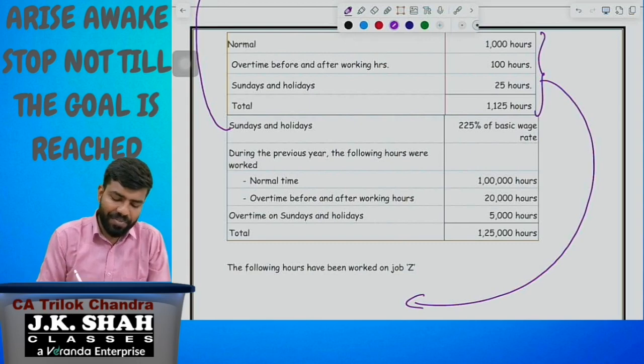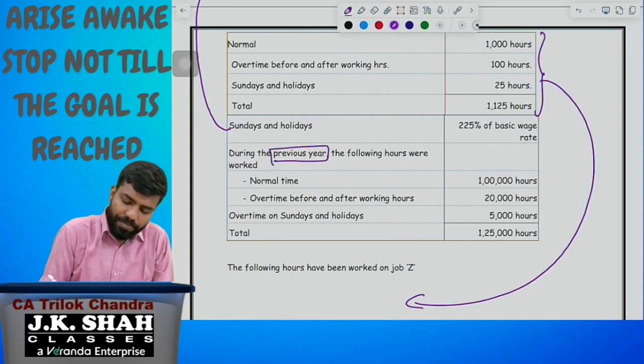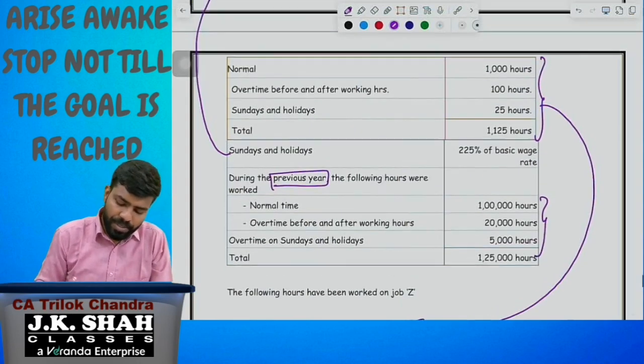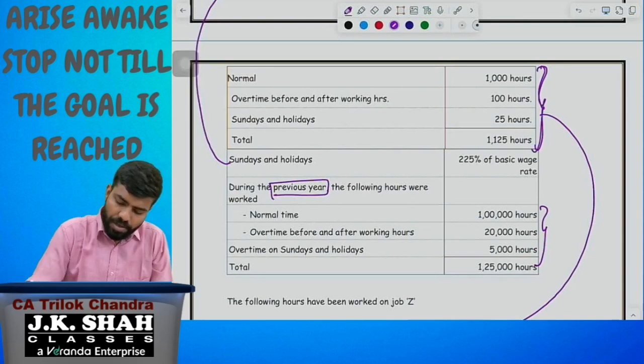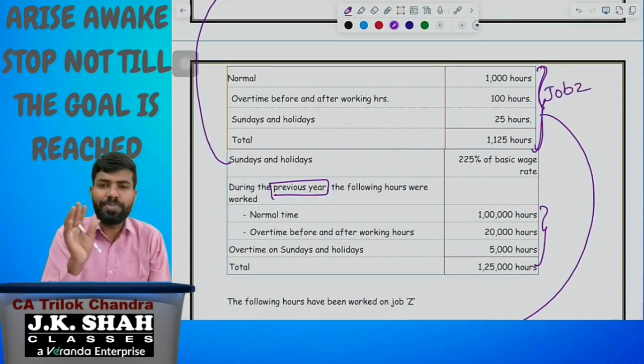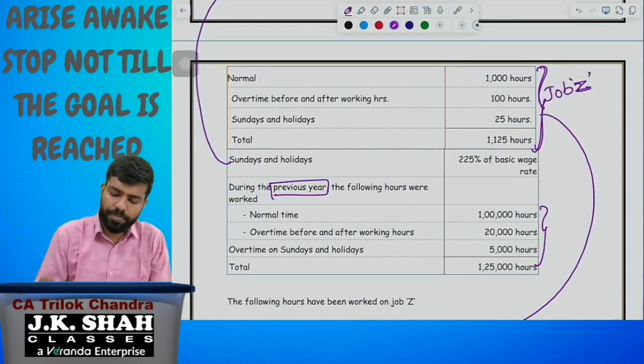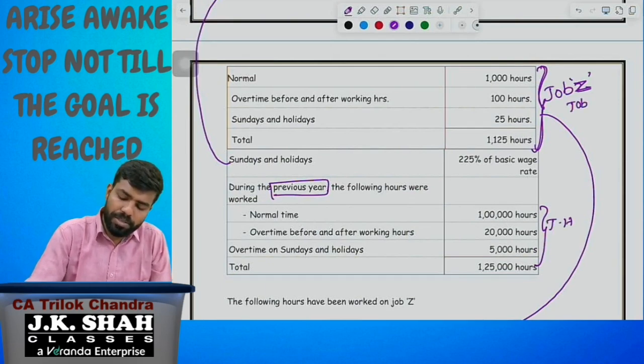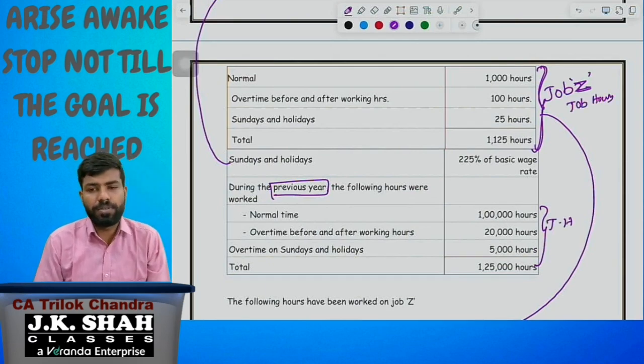Okay, first of all, let me clarify this. This is during the previous year. This is the hours worked during the previous year. This is the hours worked on job jet, one specific job. So this is the total hours. This is the respective job hours.